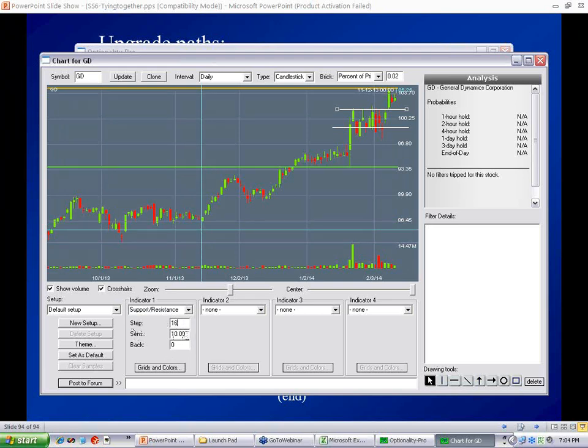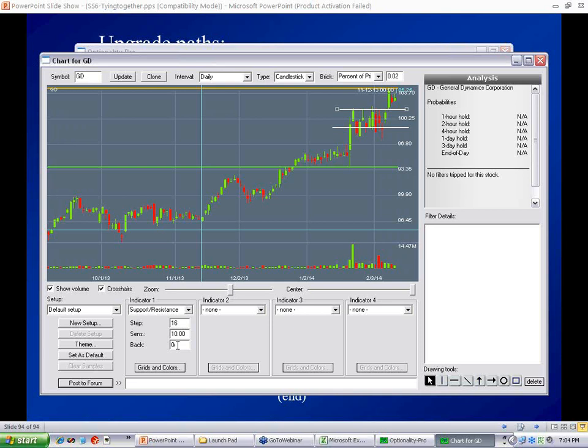Ignore this thing called sensitivity. That doesn't do much. It used to, but not anymore. But there's this new field called back. That's where you want to measure it from. See, the problem with measuring support and resistance from the chart right now is that it won't show you that it busted through support.